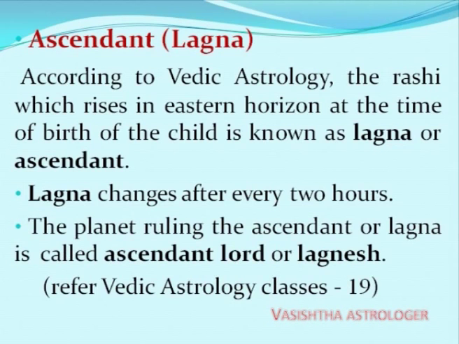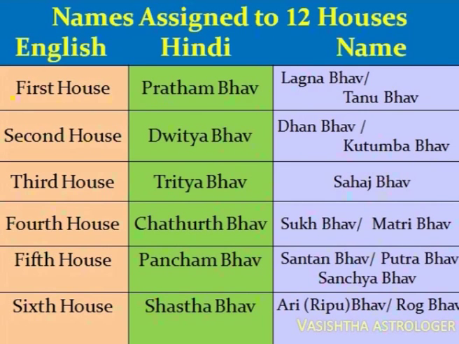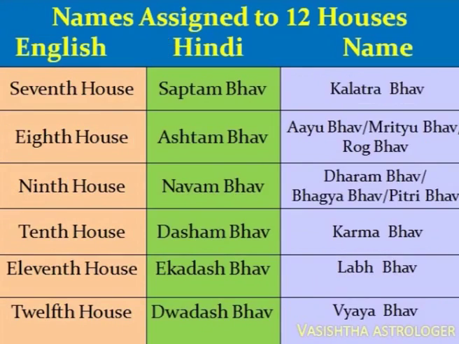What is Lagna or ascendant, and what do we mean by ascendant lord or Lagnesh? How we address the 12 houses of a birth chart and why? That is, what is the logic behind assigning these names to the 12 houses?